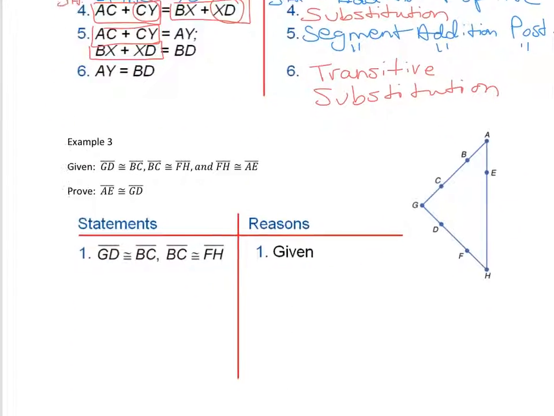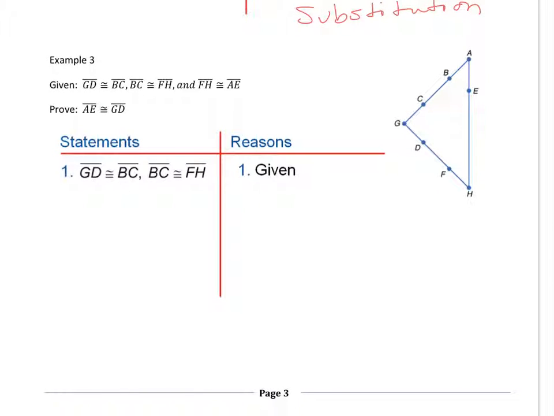Okay, moving on. Example number 3. Given GD is congruent to BC, and BC is congruent to FH, and FH is congruent to AE, prove that AE is congruent to GD. First things first, we mark the diagram. GD is congruent to BC. BC is congruent to FH. FH is congruent to AE, so all of those are single slash marks. Prove that AE is congruent to GD.